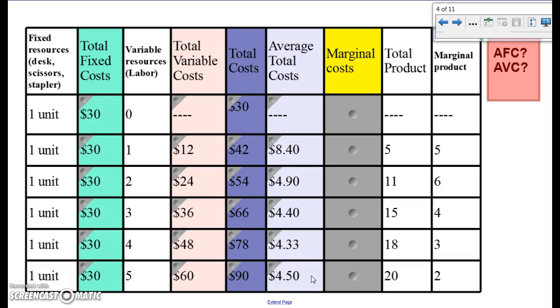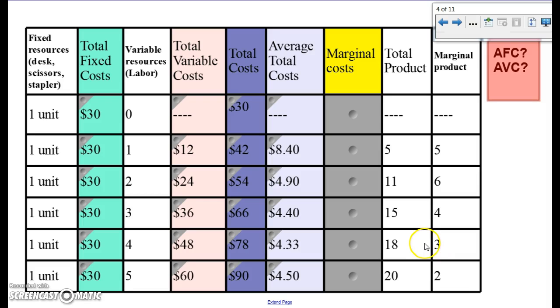As we add additional workers and produce additional output, our average total costs drop for a while. But then they start to go back up. And the reason for that is because the additional workers are becoming less efficient, right? So even though we're spreading the fixed costs out over more people, the additional workers are less efficient.